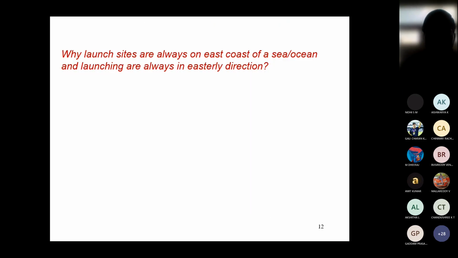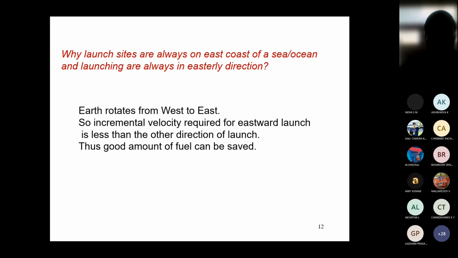So this is the thing I said: why launch sites are always on the east coast of a sea or ocean, and launches are always in an easterly direction. The answer is that Earth rotates from west to east. So the incremental velocity required for an eastward launch is less than for the other directions of launch. Thus, a good amount of fuel can be saved.